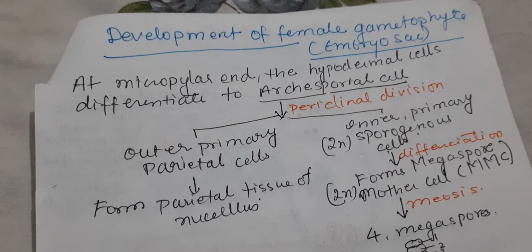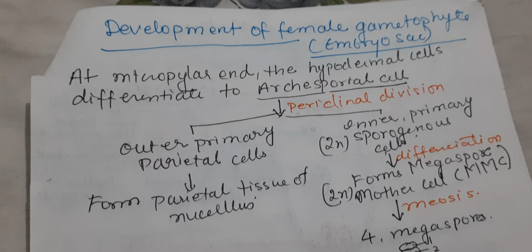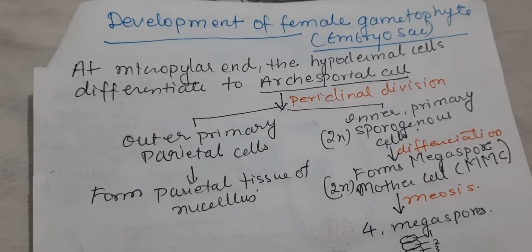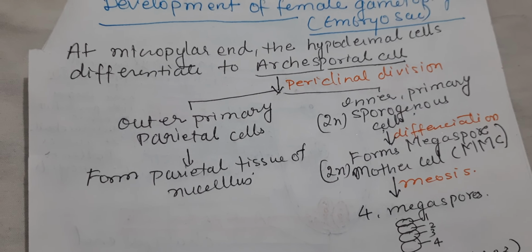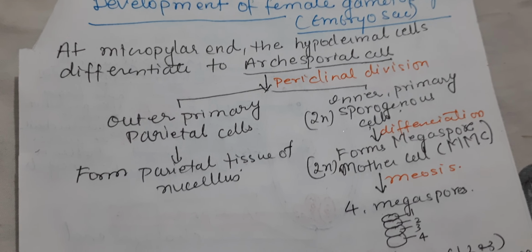So at micropylar end, the hypodermal cells differentiate to archesporial cells, and then periclinal division occurs. As a result, outer and inner layers are developed.